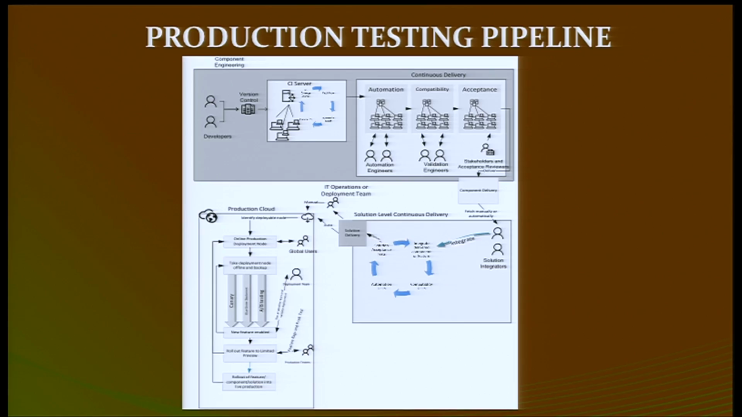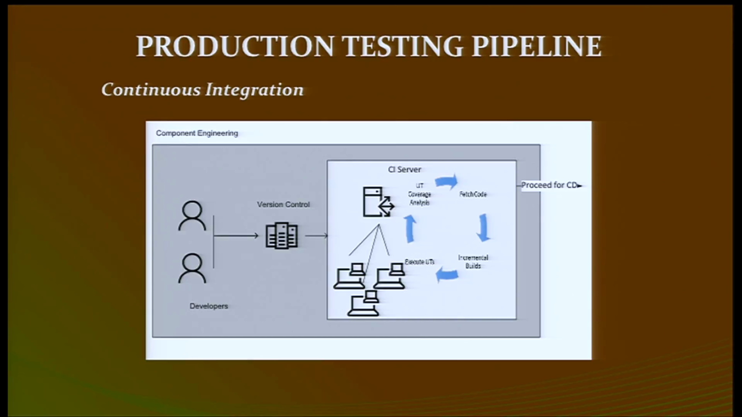So this is a production testing pipeline. This diagram you can find in the proceedings book. The gray box that you see represents a component delivery pipeline. This portion of the diagram represents the solution level continuous delivery, and this is the deployment part of it. I'll be explaining each one of these sections now.